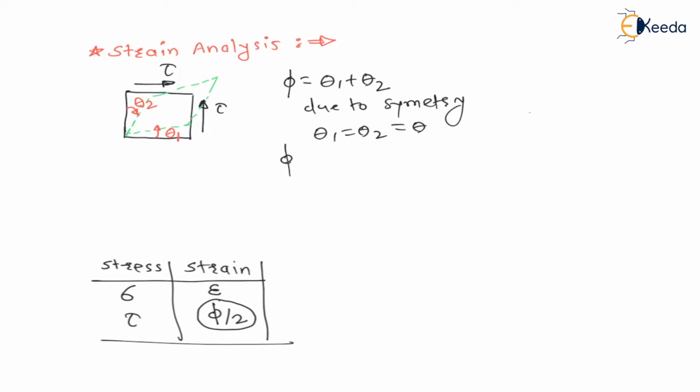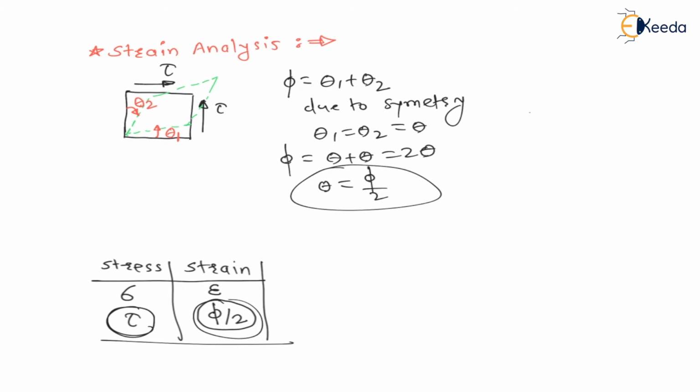Therefore can I say phi is equal to theta plus theta, which is nothing but 2 theta. Therefore what is deformation about any plane? That means what is deformation about any one axis? That is theta is equal to phi by 2. Hence, instead of shear stress, we have to put phi by 2. This correction only we have to do, and the rest of the formulas are the same.